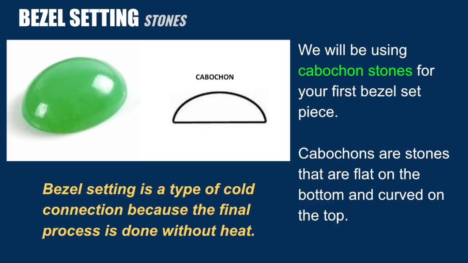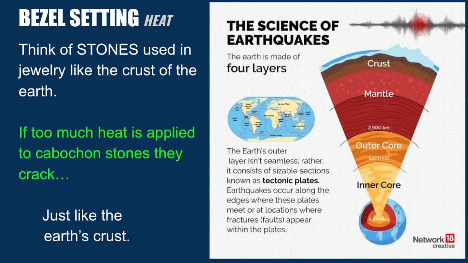Bezel setting is technically a form of cold connection because you have to place the stone into your piece without heat. We will be using cabochon stones for this. What that means is that the top part of the stone is rounded and the bottom part of the stone is flat. If you think about how earthquakes happen, the heat under the crust of the earth makes the earth's crust, which is stone, crack. The same thing will happen to your stone if you have the cabochon stone in place when the piece is being soldered together.